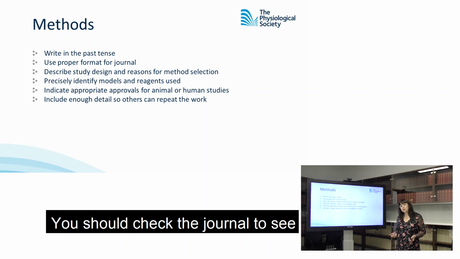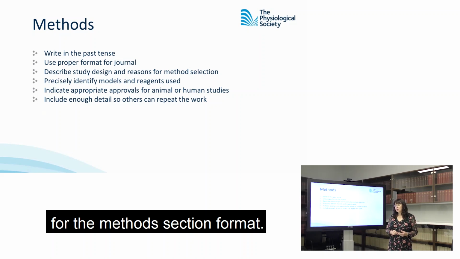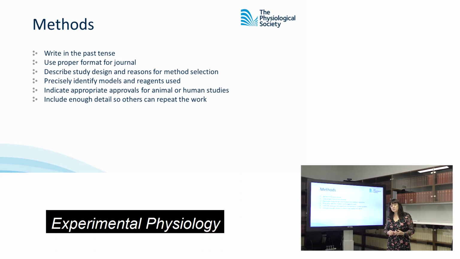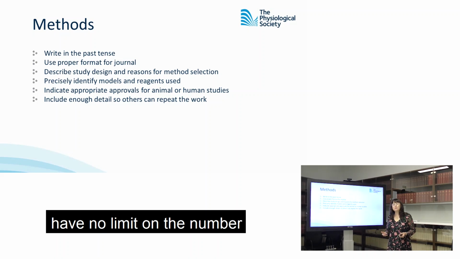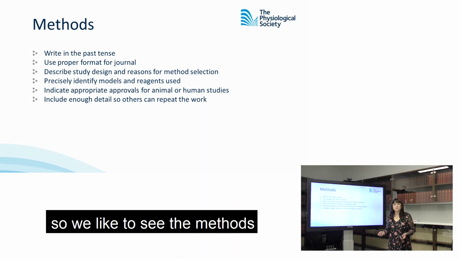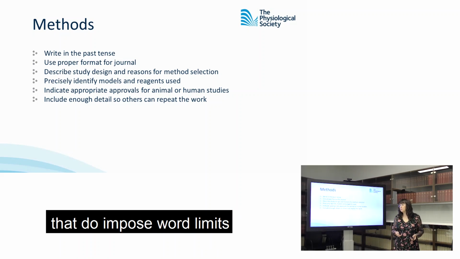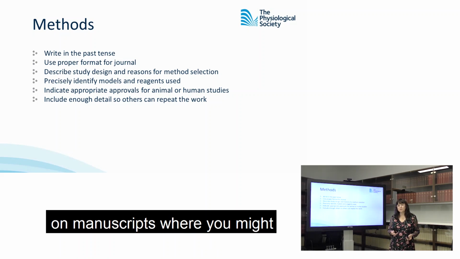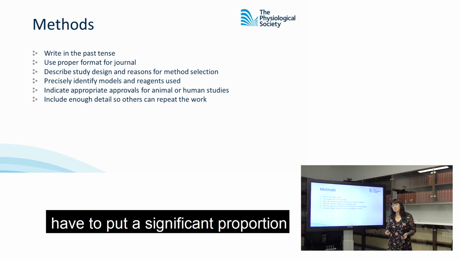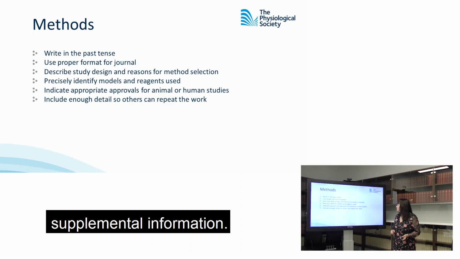You should check the journal to see if it has any specific requirements for the methods section format. The Journal of Physiology and Experimental Physiology, we have no limit on the number of characters or pages for any given manuscript, and so we like to see the methods described in full. But there are other journals that do impose word limits on manuscripts, where you might have to put a significant proportion of the methods section into supplemental information.